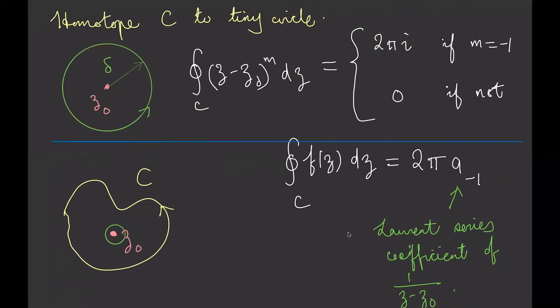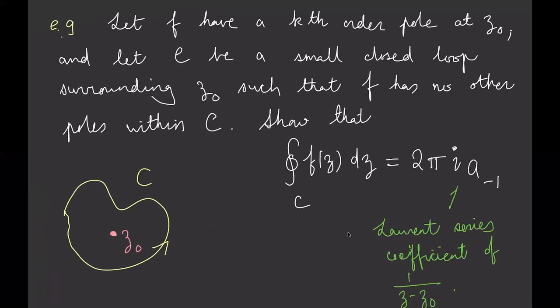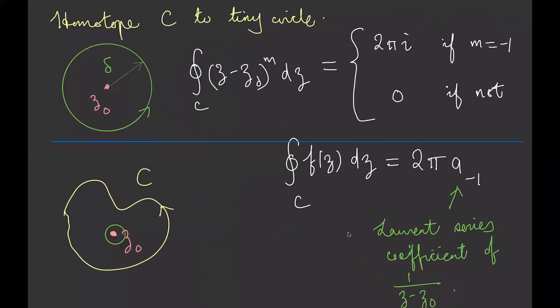So why is this true? The point is that I can homotope this to a tiny circle, and that's what I've done over here. Because there are no other poles, I can just push the curve in, thinking of it like a rubber band. As long as I don't cross any other poles, I'm fine. So when I'm trying to do this integral, I can do it over this green curve instead. And what I've done here is blown up the green curve just to show it, and I'm picking exactly a circular curve which has radius delta, centered around the point z0.